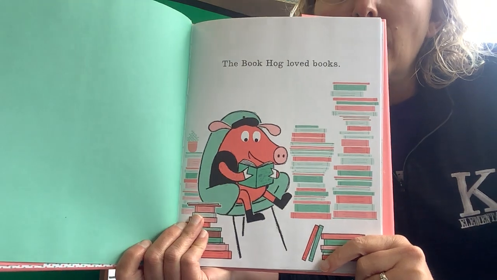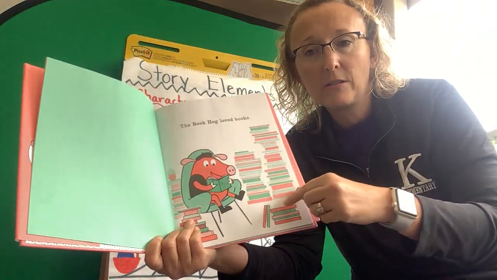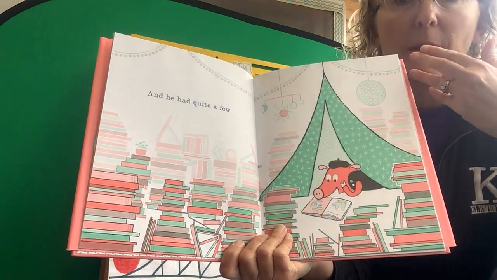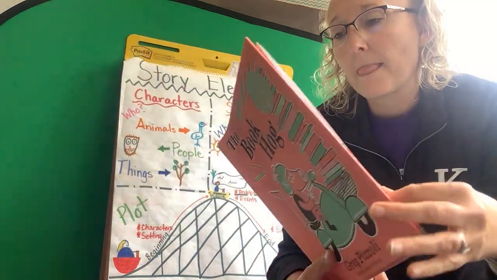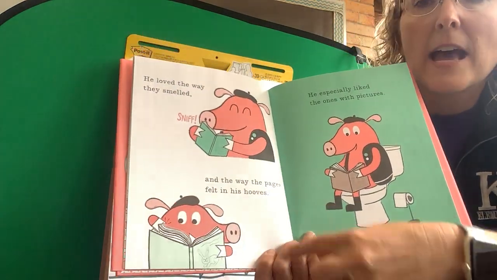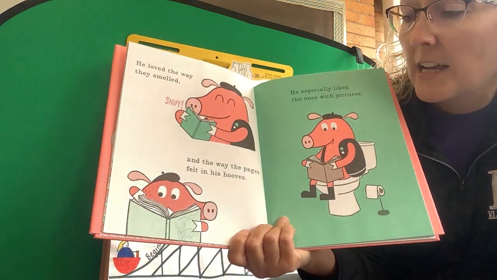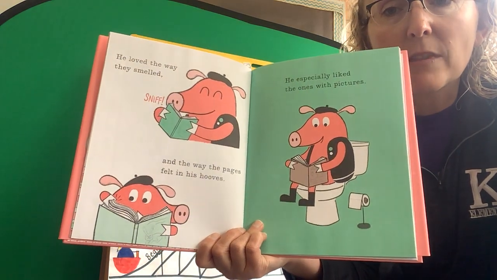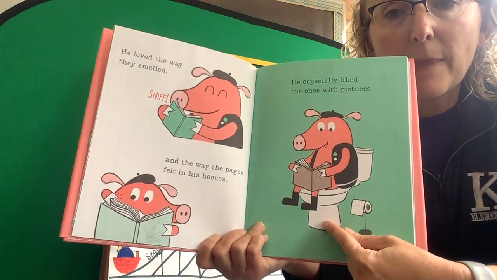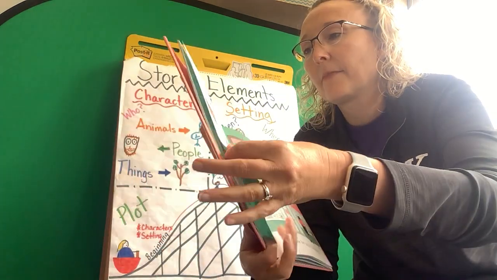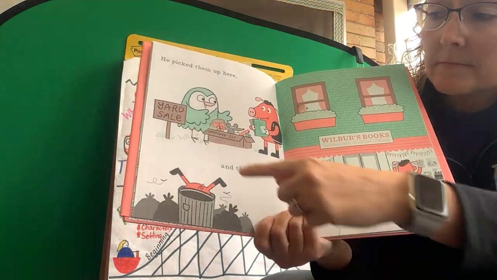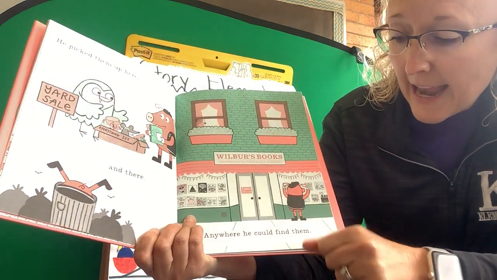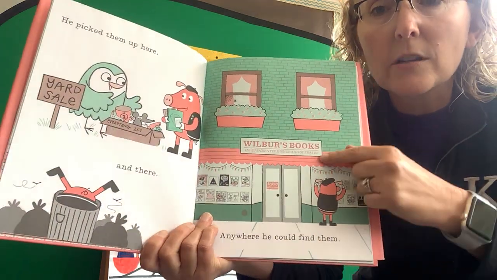The book hog loved books. Look at him, such a book hog. Look at all those books. And he had quite a few. Oh my goodness, he's got so many books. He is such a book hog. And he loved the way they smelled. And he loved the way the pages felt in his hooves. And he especially liked the ones with pictures. Look at him, he's even reading on the potty. That book hog. He picked them up at a yard sale. And there, oh my gosh, in the trash. And anywhere he could find them. Here's Wilbur's books.